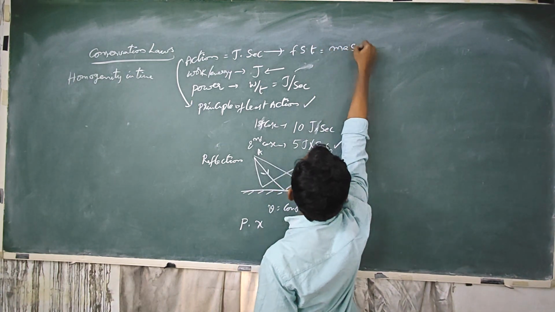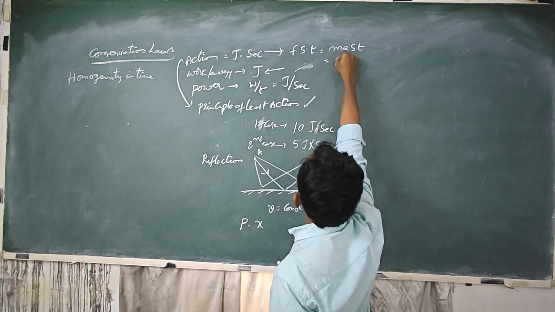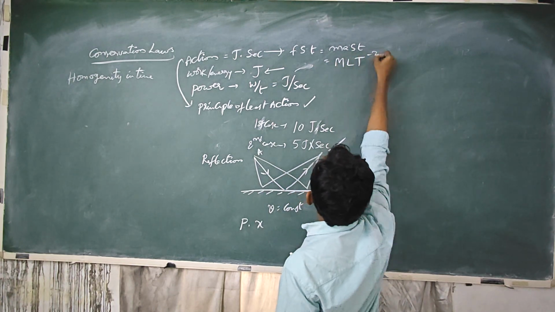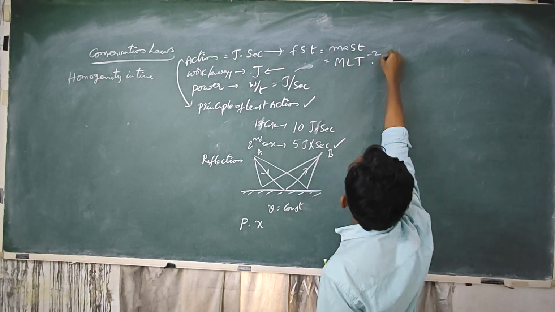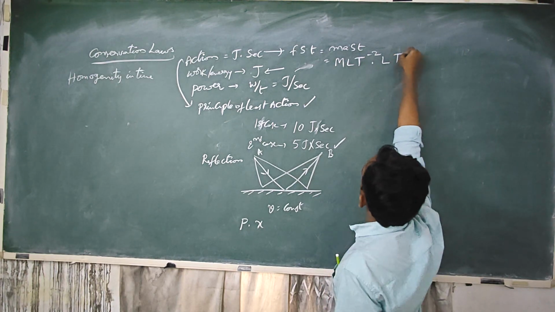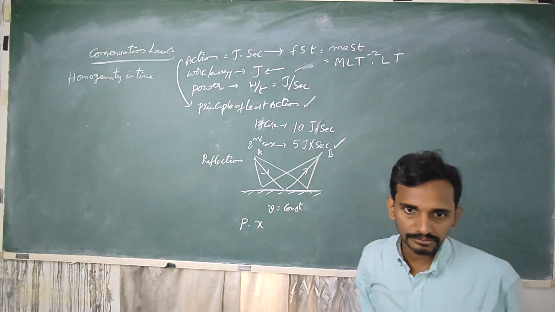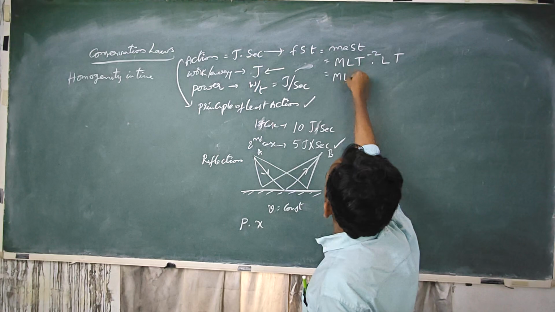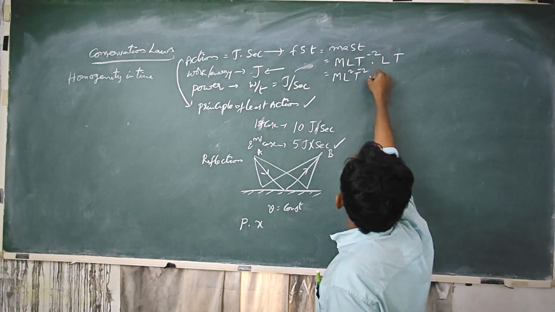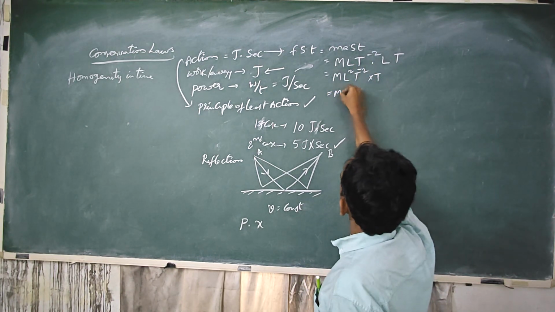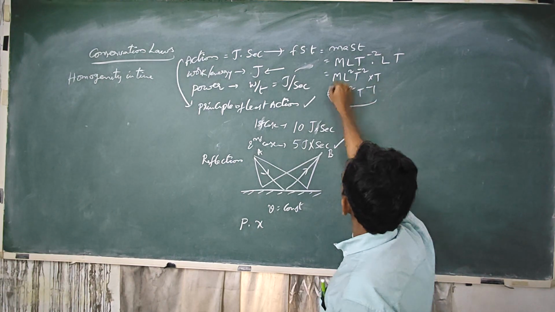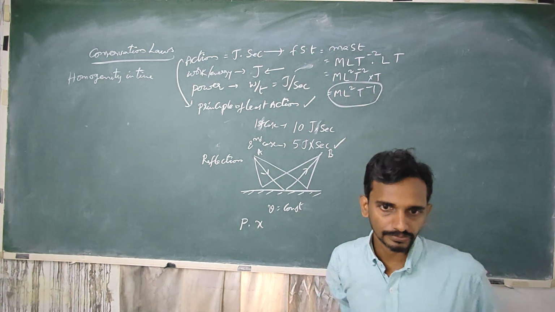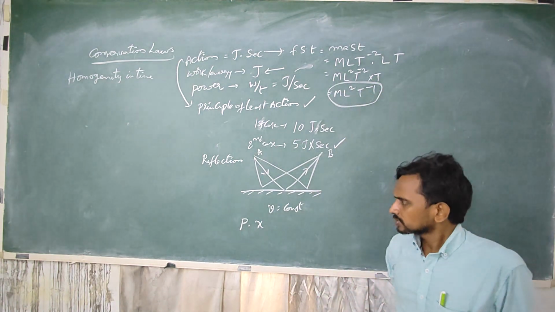Mass into acceleration into displacement into time. So it is M L T power minus 2, into L, into T. So up to joules it is M L square T power minus 2, multiplied by T. So M L square T power minus 1 is the unit of action. So check here.